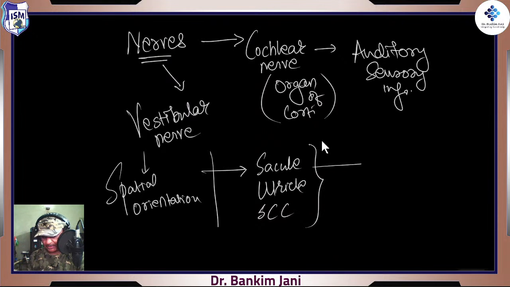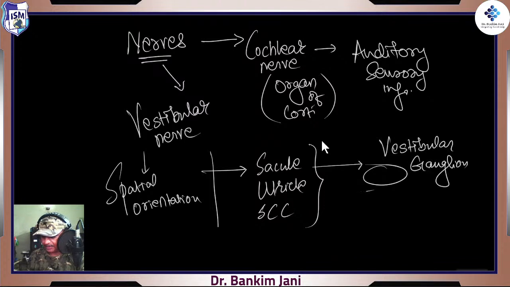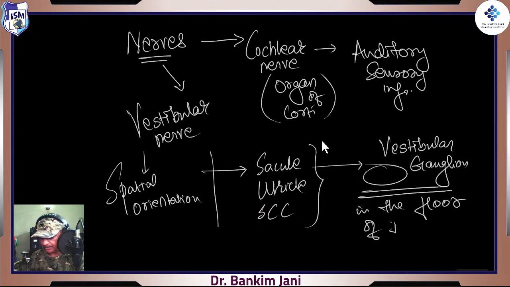But in the floor of that internal acoustic meatus, right? In the internal acoustic meatus, both the facial and the vestibulocochlear were entering. Immediately the vestibulocochlear were dividing. Cochlear will say, I'm going my way, you go your own way. At that point there would be one ganglion. That is what is called the vestibular ganglion, which is in the floor of the internal acoustic meatus. Now, the story is not ending here, right?